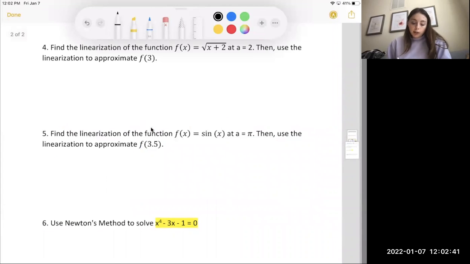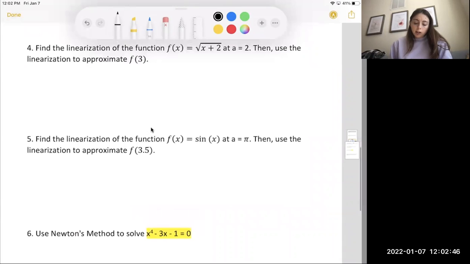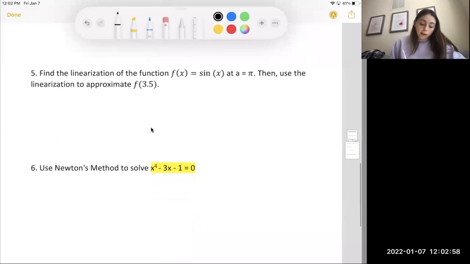All right, now the next one I'm going to choose to do is number 5 to do one linearization problem. Number 4 is similar, but more similar to ones we had already done on the homework. So I'll do number 5. It's the same steps as you would do for number 4. So to find the linearization of f of x equals sine of x at a equals pi, and then I want to use the linearization to approximate f of 3.5. Notice it makes sense because 3.5 is sort of close to pi because pi is 3.14159, something like that. So to find the linearization of the function, I need to basically write in point slope form.